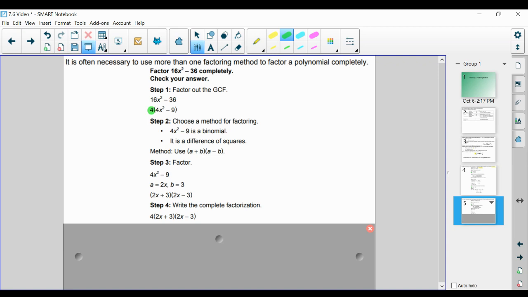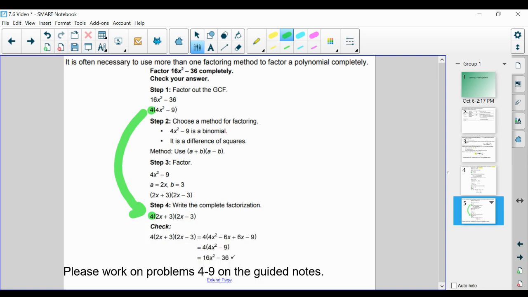But again, we have to write it as a complete factorization. So that 4, again, comes along for the ride. And we can always check our work. We can do the multiplication process, and then we see how it goes. Awesome job with this one, kiddos. The general understanding of this is that we are just going to have to factor completely. We sometimes are going to have to use 2 different methods, mainly pulling out a greatest common factor and seeing where we go from there. But with that, please work on problems 4 through 9 on the guided notes.